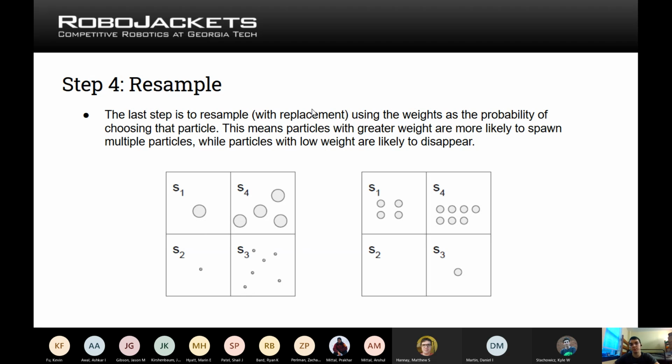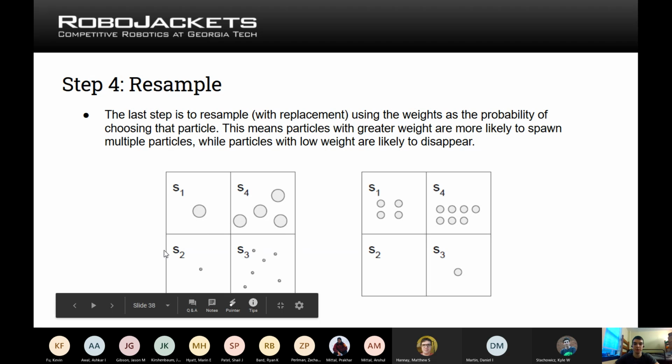And the last step is resampling. Essentially, we resample all the particles with replacement, and we use the weight of the particle as the probability of choosing that particle during the resampling process. This means that particles with greater weight are more likely to spawn multiple particles, while particles with lower weight are likely to disappear. And that's what you see here.